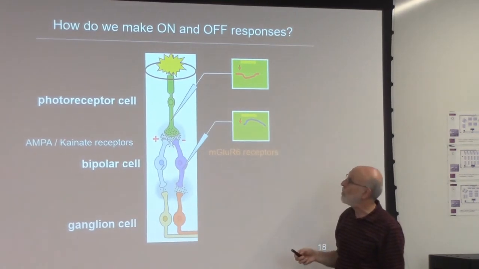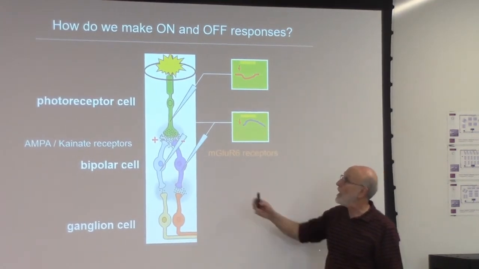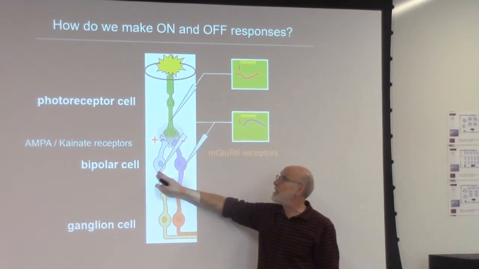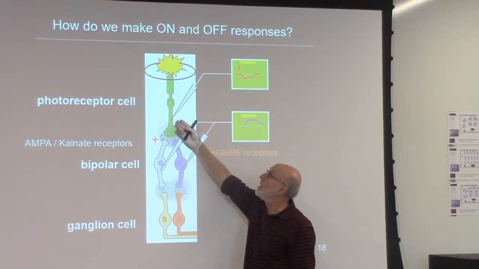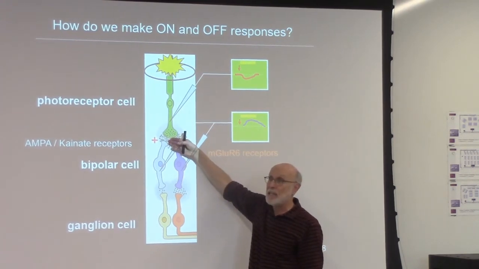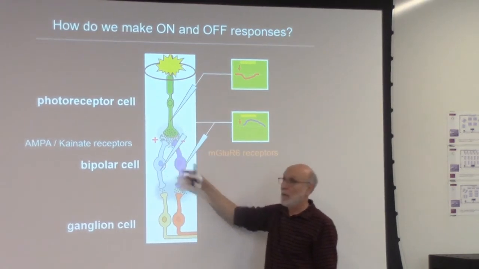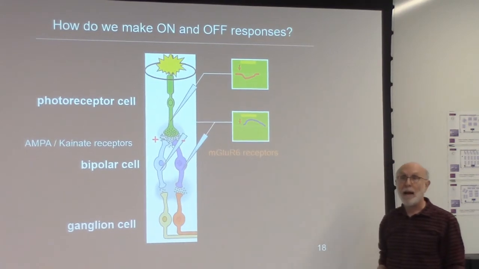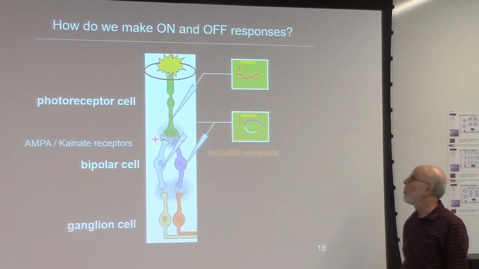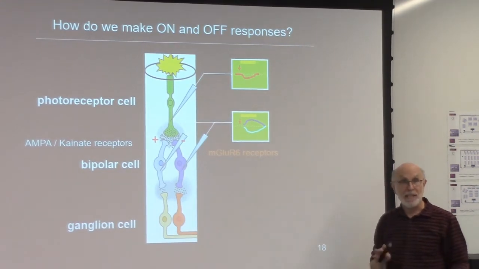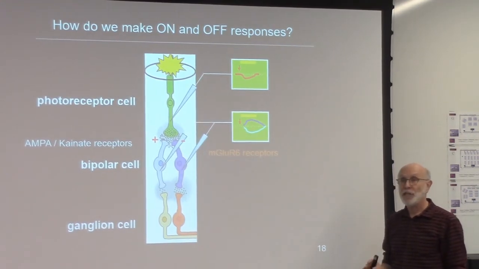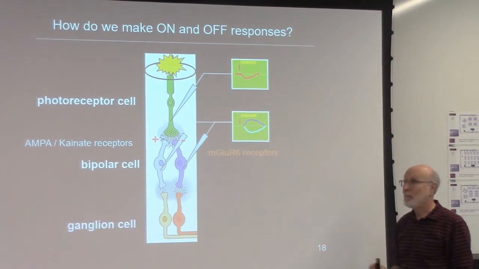Okay, let's record from the other cell. What's going to happen to the membrane potential of this cell that's expressing AMPA receptors when light hits this cell and causes less glutamate release? It's going to hyperpolarize. So this is the key to understanding on and off center. Right there.